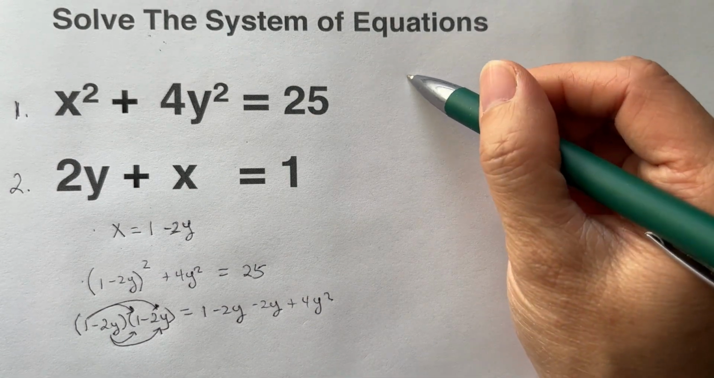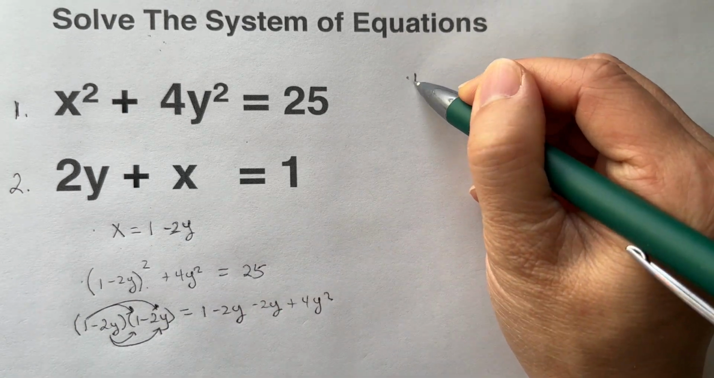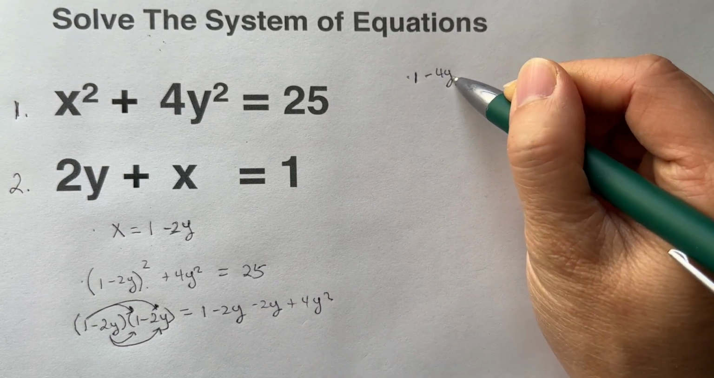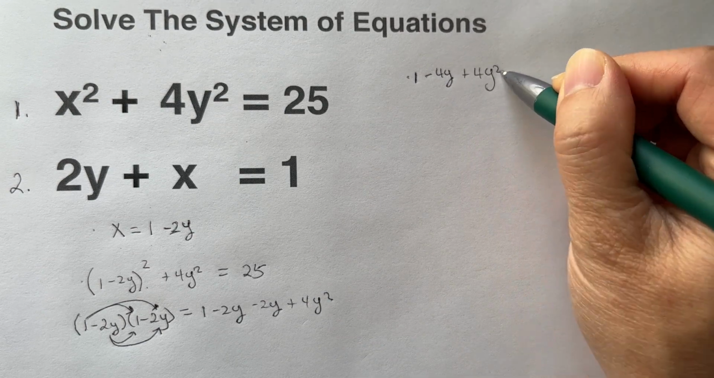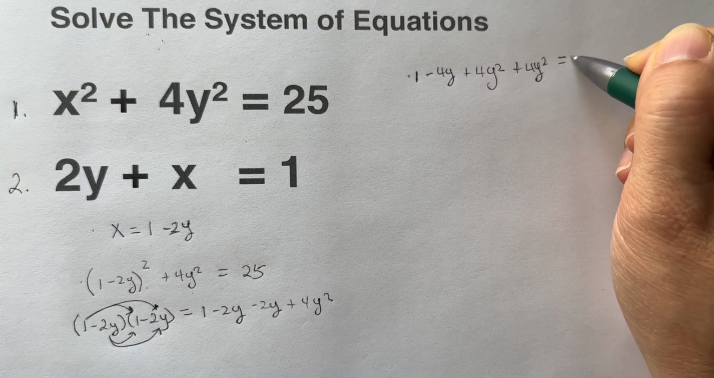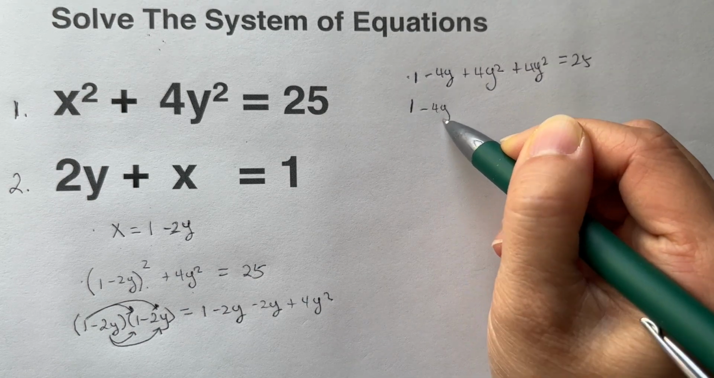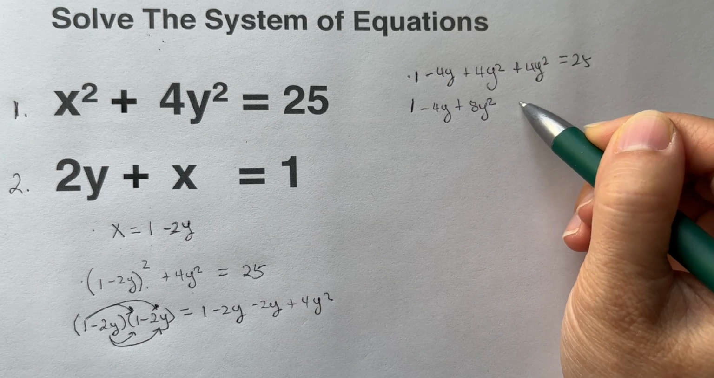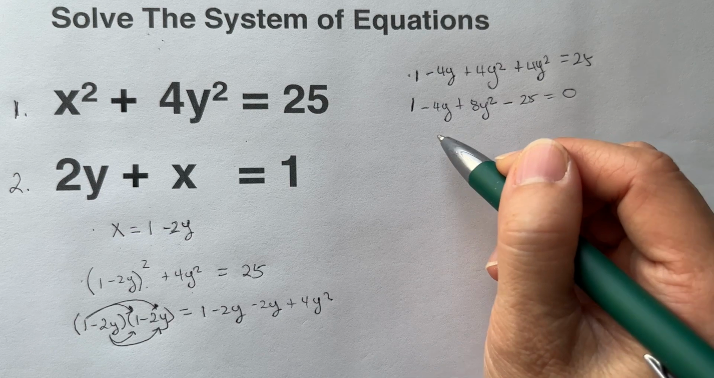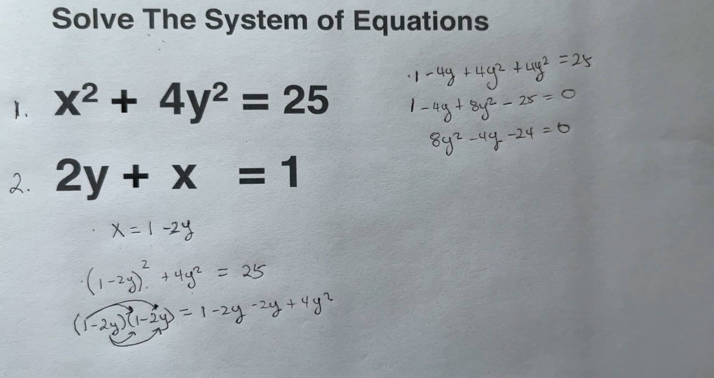Now, let's rewrite this equation right here. This becomes 1 minus 4y plus 4y squared, and then plus 4y squared is equal to 25. And let's simplify this. Minus 4y plus 8y squared minus 25 is equal to 0. And we're going to rewrite this: 8y squared minus 4y minus 24 is equal to 0.